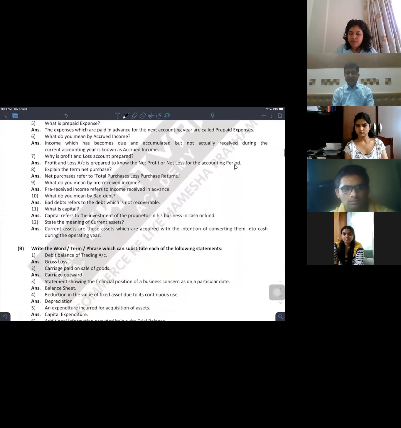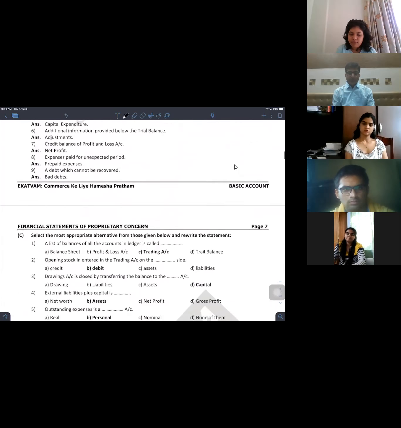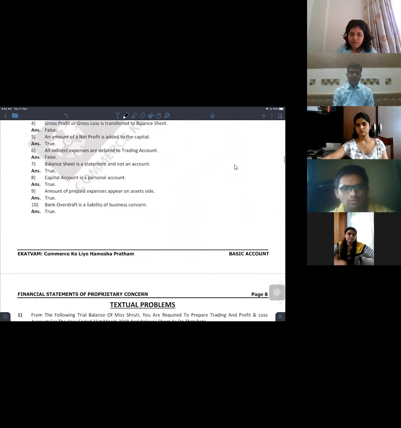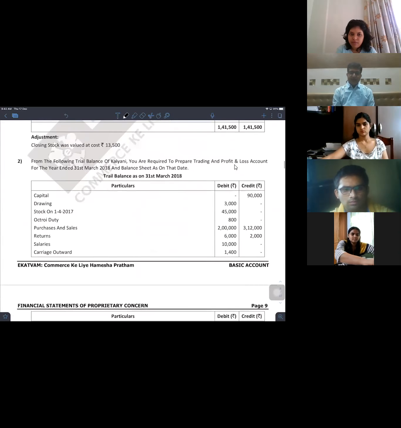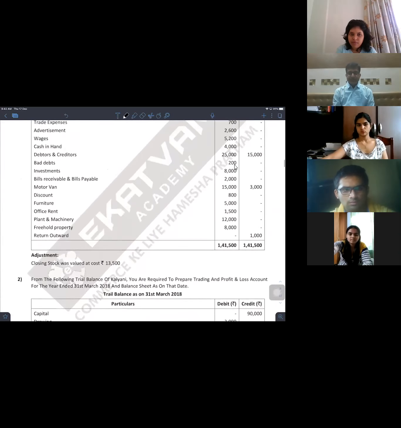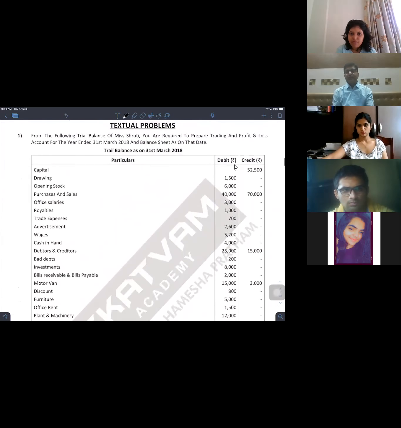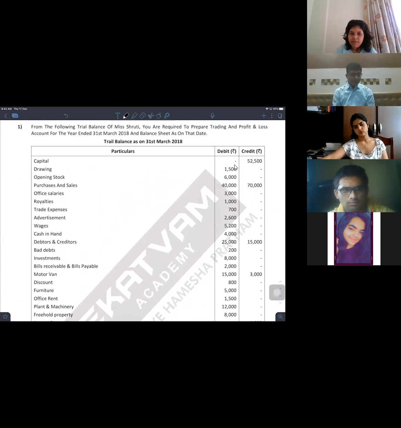You already have the sheet now. We'll first come on to the very first question. From the following trial balance of Miss Shruti. Now, whenever you are given a question related to final account, there is a specific approach that you are expected to follow. Why? Because when you are not following the proper approach for solving the questions, in that case, you do not get the correct answers to that.